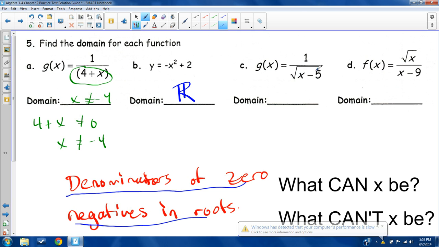And we're about to see a negative and a root here. Okay. This is, well, actually, we're going to see a denominator of 0 as well. So here's a tricky one. 1 over the square root of x minus 5.